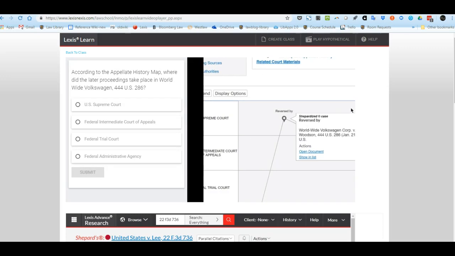Okay, so according to the appellate history map, where did the later proceedings take place in the Worldwide Volkswagen case, which is 444 US 286? So you want to go to 444 US 286, go to the Shepherd's Report, the appellate history, and find out where the later proceedings took place, in which level court.